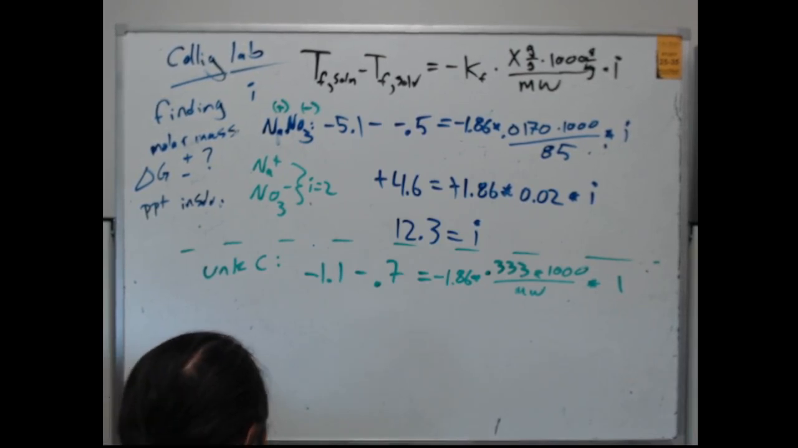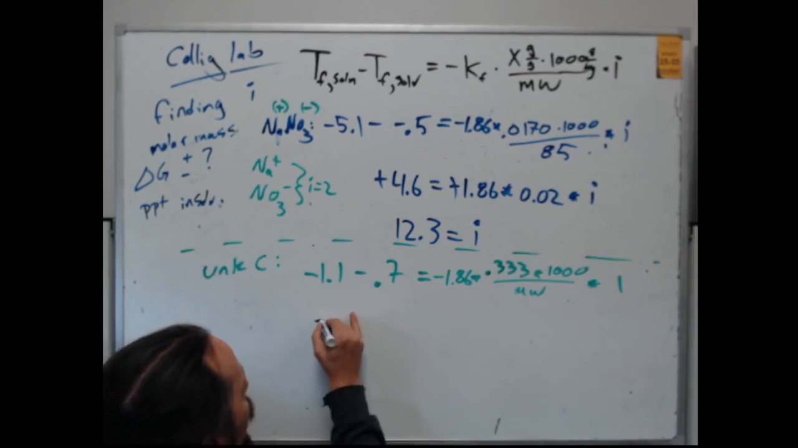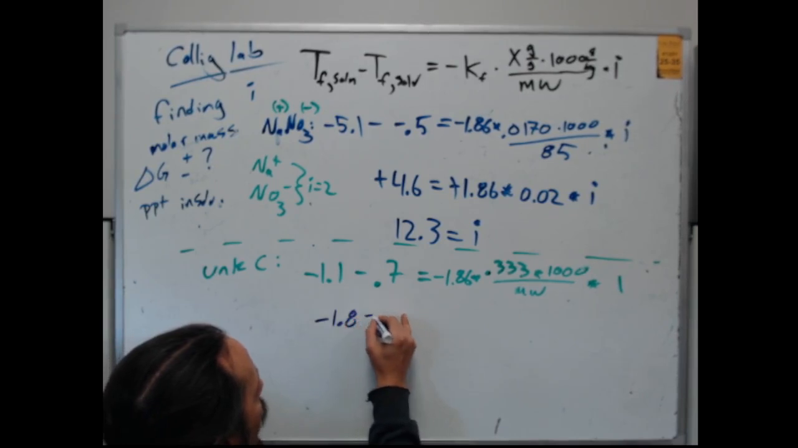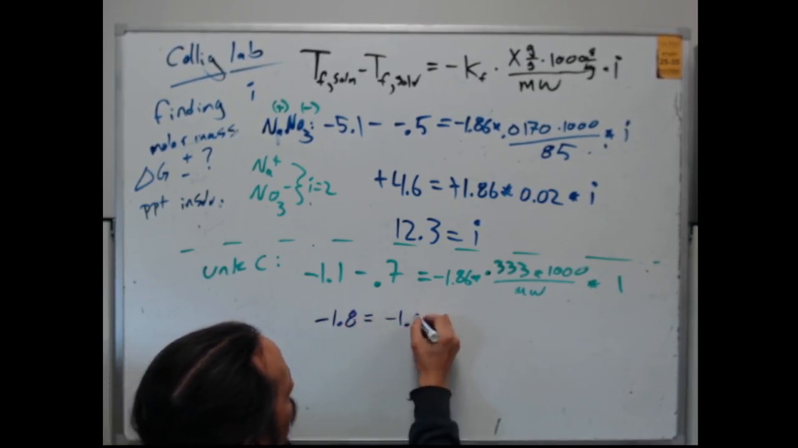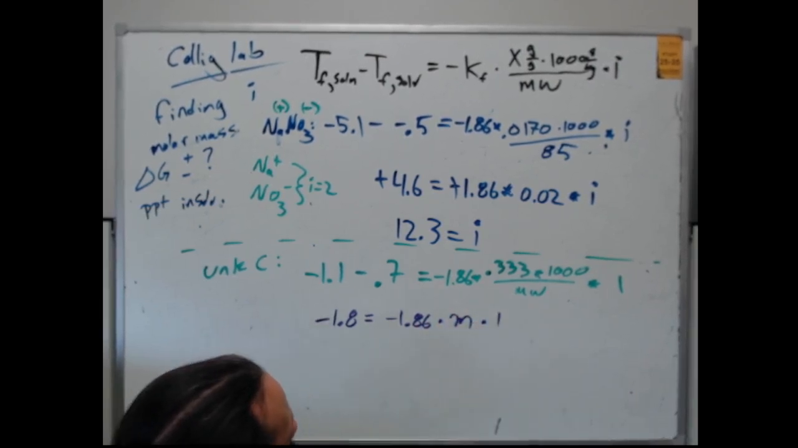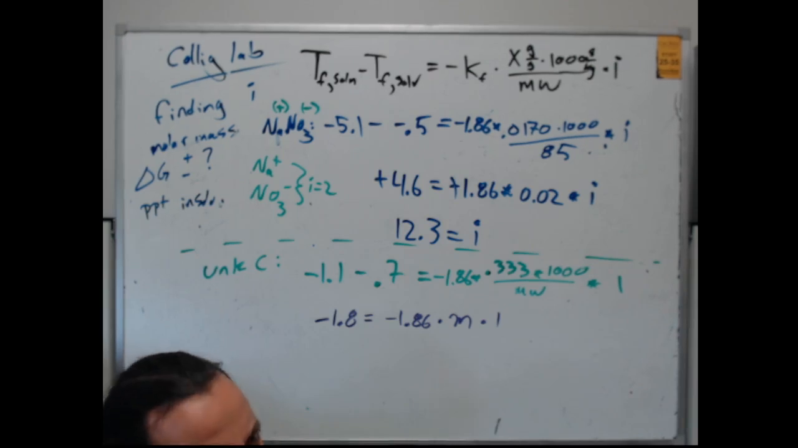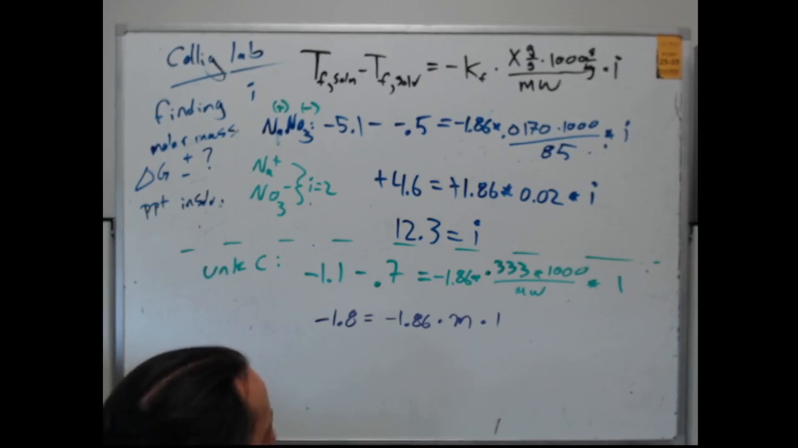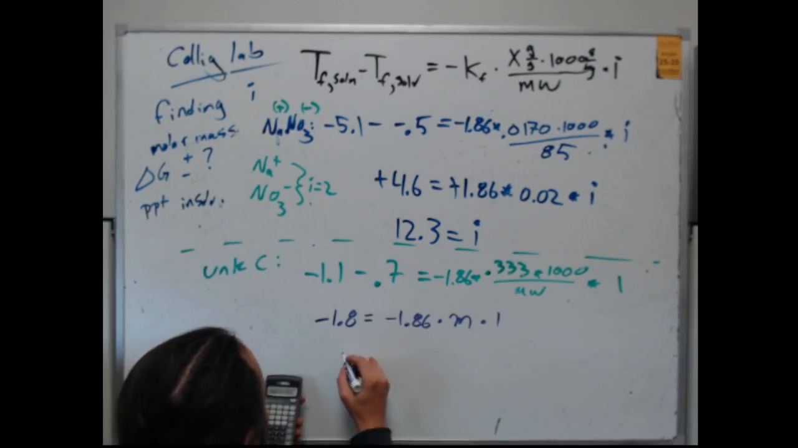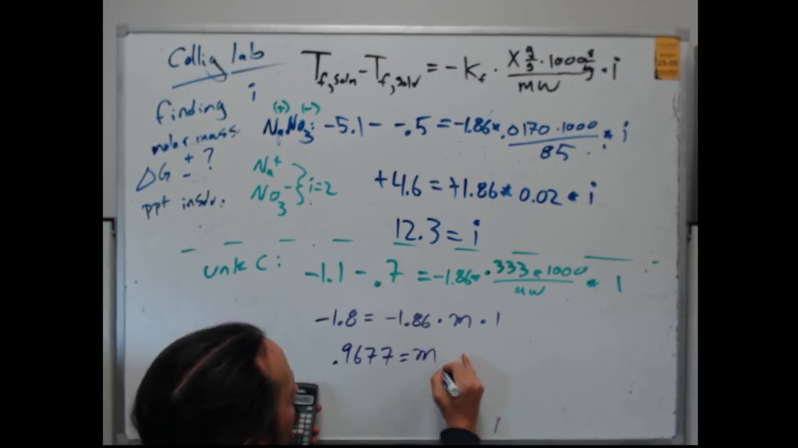I'll do it in purple. We do negative 1.8 is equal to negative 1.86 times molality times 1. And then we divide by 1.86, divide by 1, we get a molality that's almost 1, right? We don't know what that means. 1.8 divided by 1.86 divided by 1, we get 0.9677 is equal to molality.